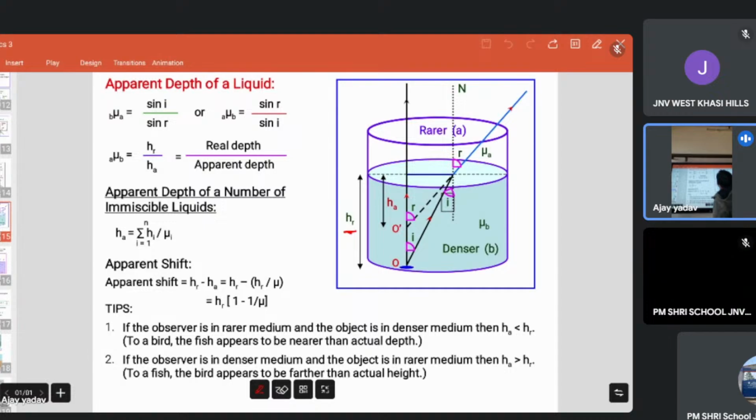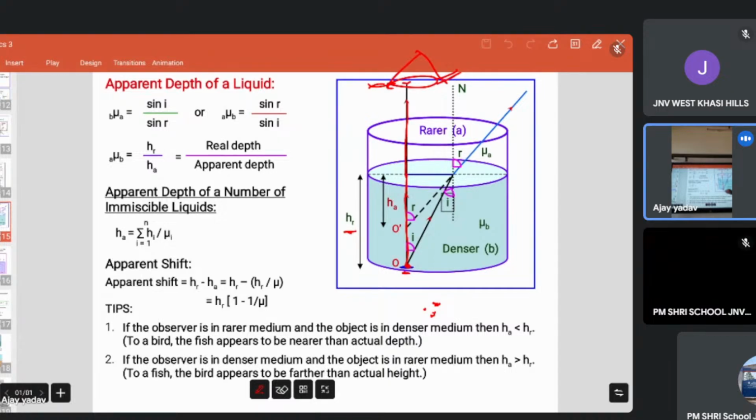So if a person observes from here, directly above this point O, then the ray will be incident on the interface normally. If a ray is incident normally, then it will not change its path, as we discussed yesterday. It will go directly to the observer.